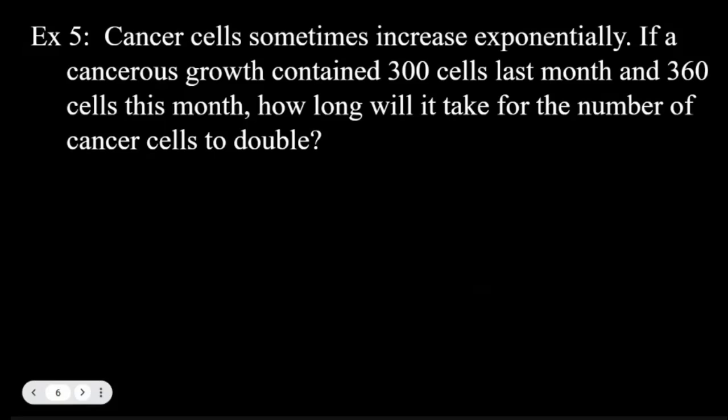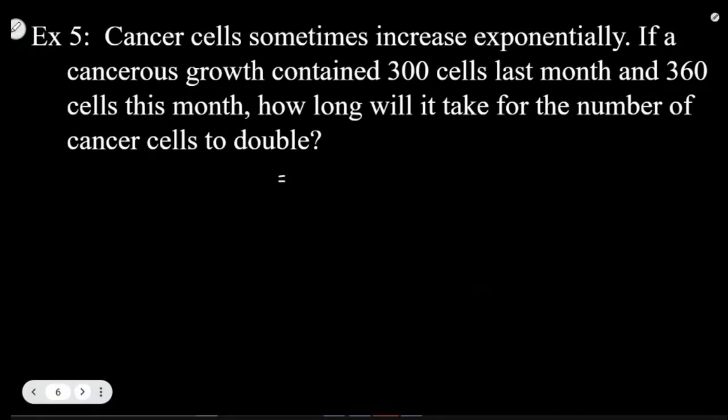This is cancer cells doubling. So cancer cells sometimes increase exponentially. If a cancerous growth contained 300 cells last month and 360 cells this month, how long will it take for the number of cancer cells to double? Again, if it's exponential.